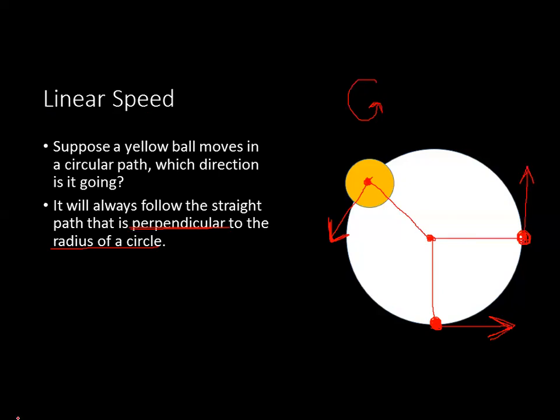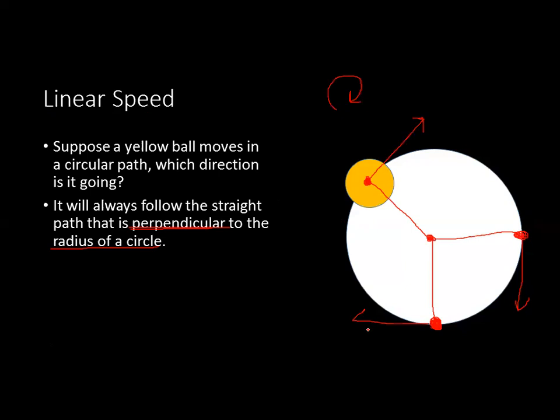But what if it's not counterclockwise, but rather clockwise? Then that would be different. If it's clockwise, meaning it moves like this, then the direction is from here to there. If the ball is here, then it moves from here to there, and similarly here to there. You see, it follows a straight path that is perpendicular to the circle.